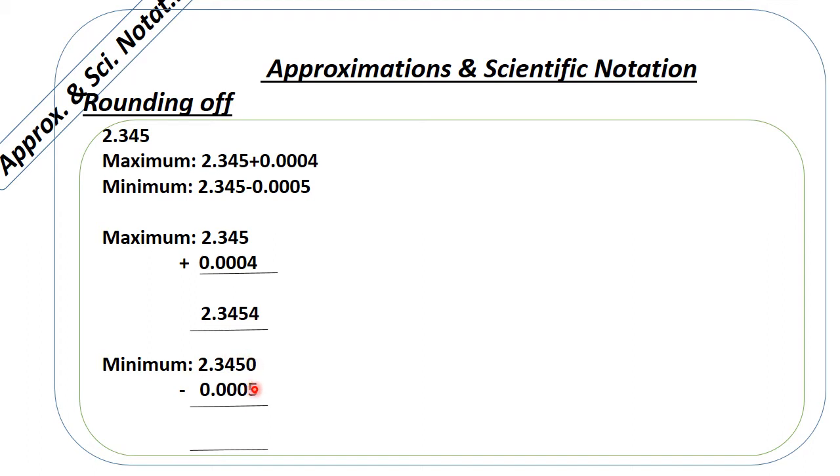0 minus 5, of course it can't, so I have to borrow 1 from here. So this will be 4, 1 will be here, and it will be 10 minus 5. I won't teach you how to do subtraction. This is so basic. If you're not sure, of course, we can discuss. You can let me know. So 2.3450 minus 0.0005 will give you 2.3445. So this is your minimum value.